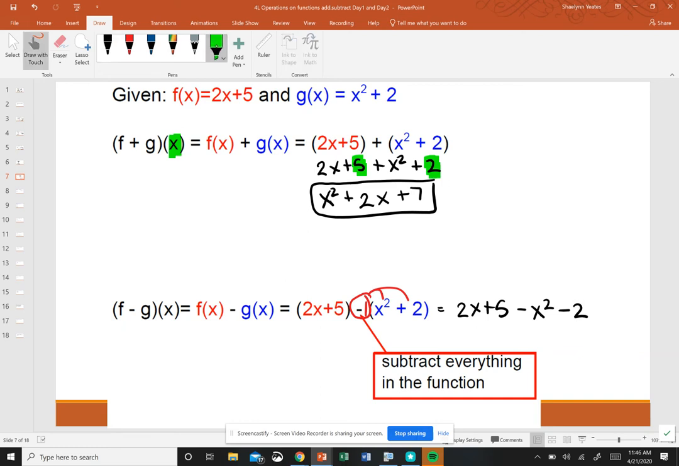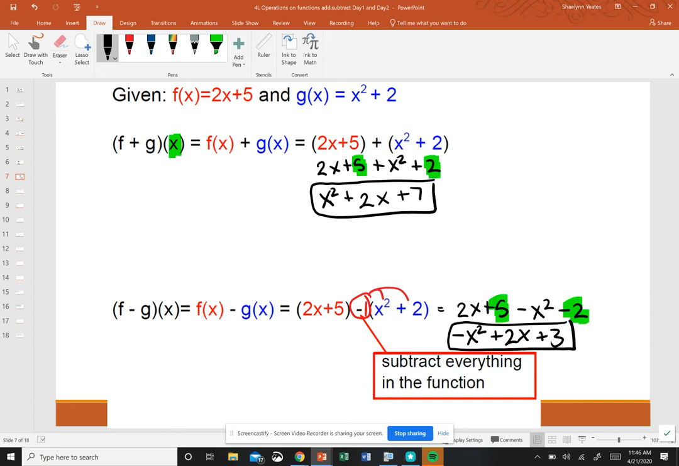So this time, again, we have two things we can combine. We have a +5 and a -2. This time we have a negative x squared plus 2x. We have nothing to combine with the x squared. We have nothing to combine with the 2x. And then we have 5 minus 2. Well, 5 minus 2 is just a +3. So that is our answer when we subtract it.